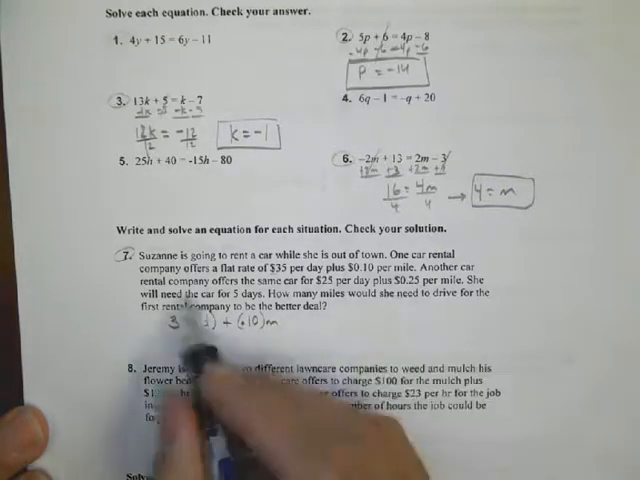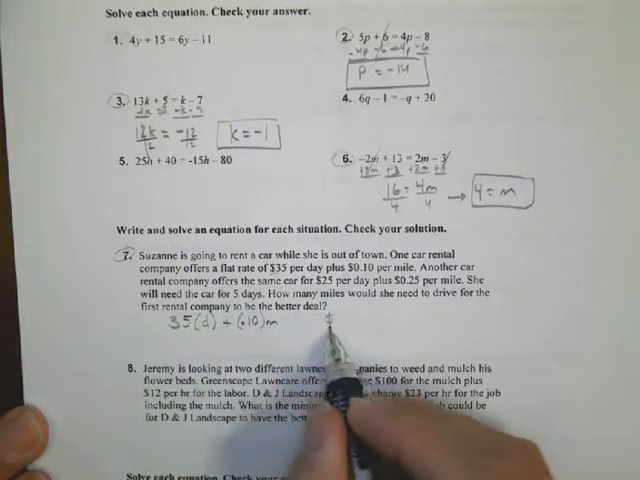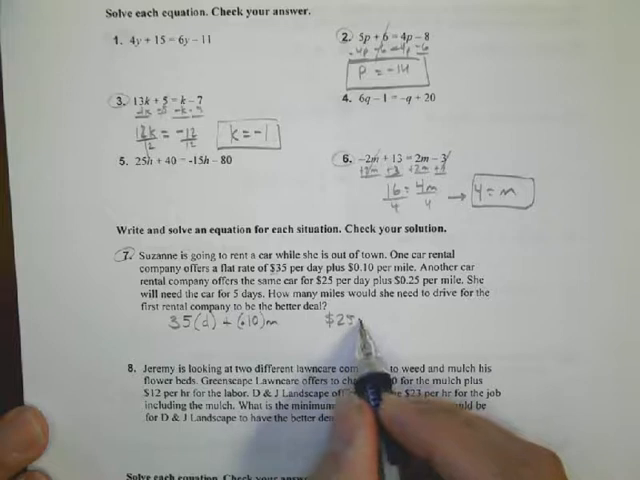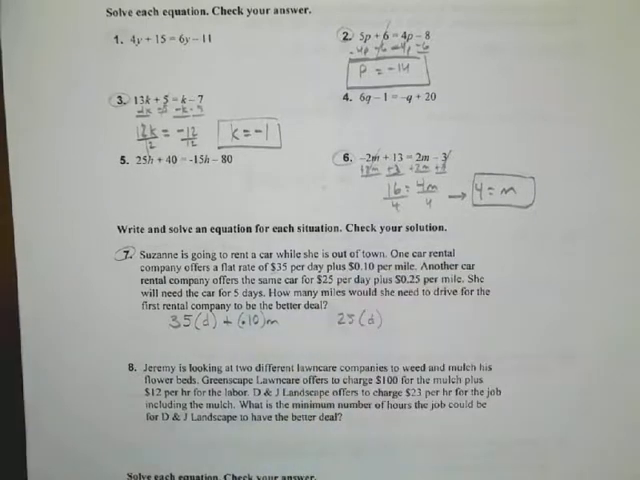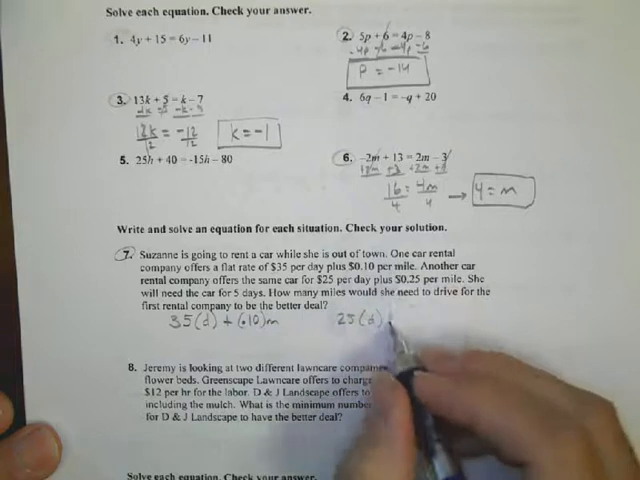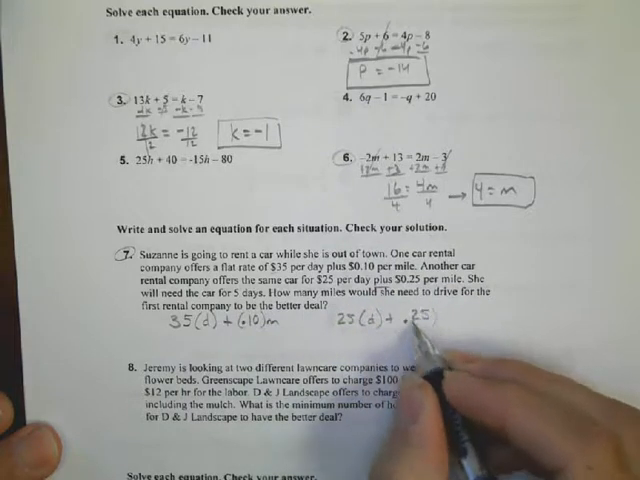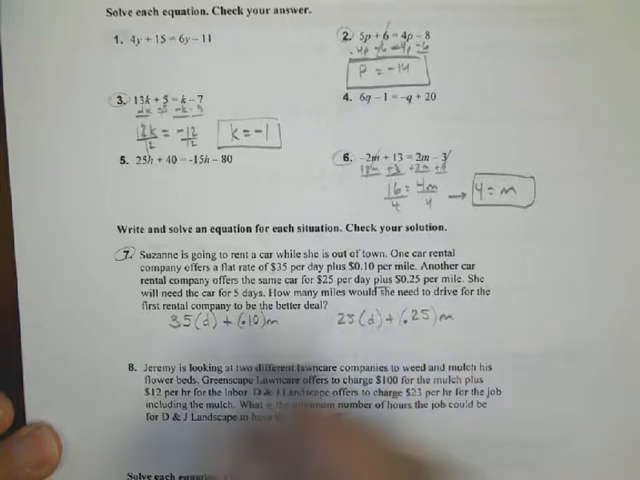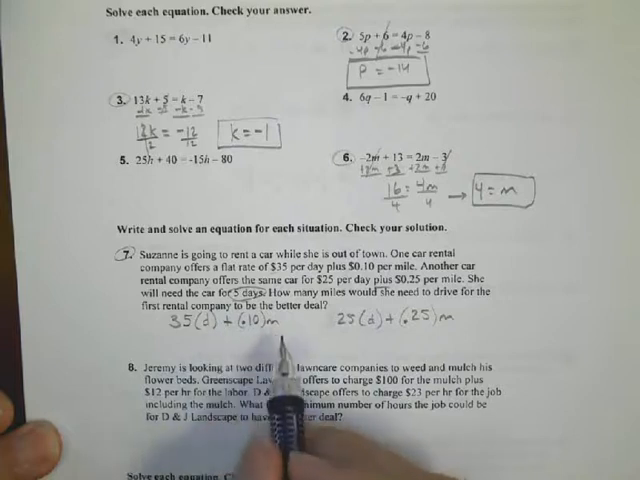Now another car company offers the same car for $25 a day, right? So $25 for each day. I don't need to put the dollar sign, but I could. $25 a day plus 25 cents, 0.25, for each mile. She will need the car for 5 days. How many miles will she need to drive for the first rental company to be a better deal?